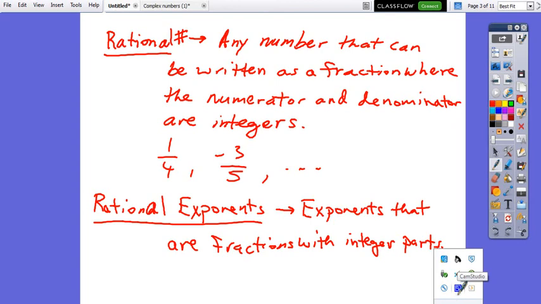Okay, so a rational number is any number that can be written as a fraction where the numerator and denominator are integers, such as 1/4, -3/5. You could go on and on and on. As long as those numerator and denominator components are integers, that's a rational number. In common mathematical terminology, we just say it's a number that can be written as a fraction. All right. Rational exponents are exponents that are fractions with integer parts. Okay, let's go on to the next slide.